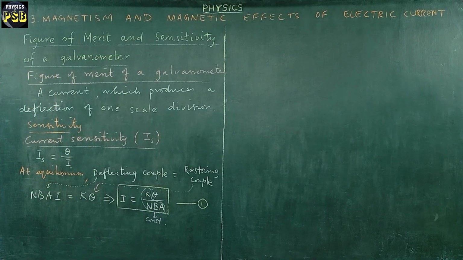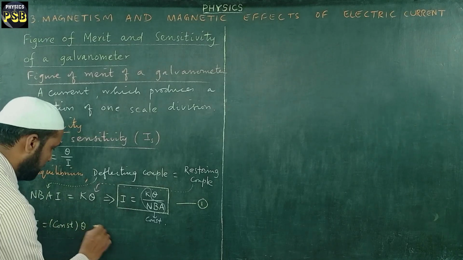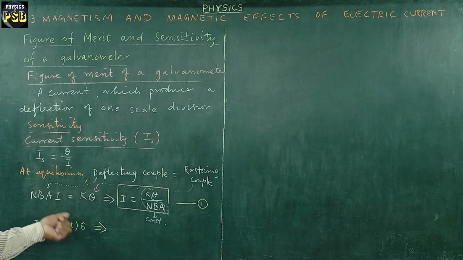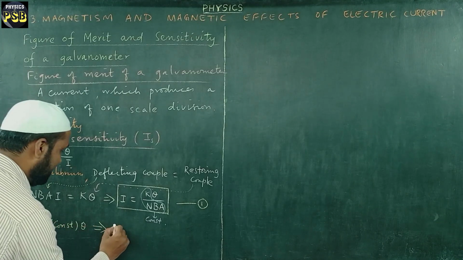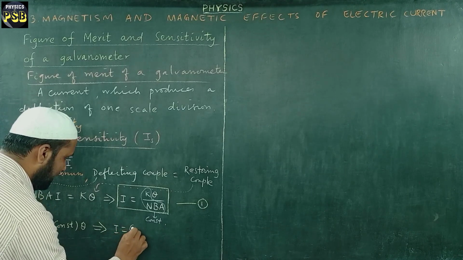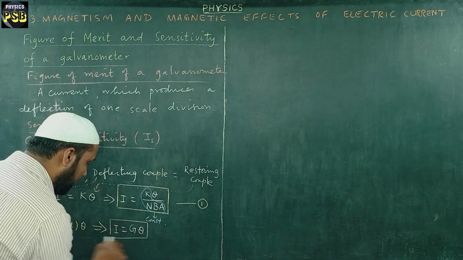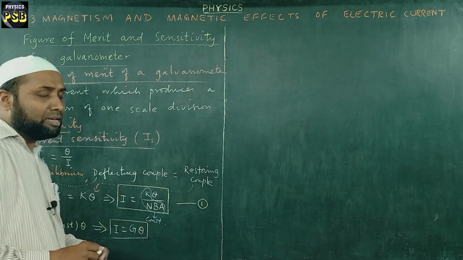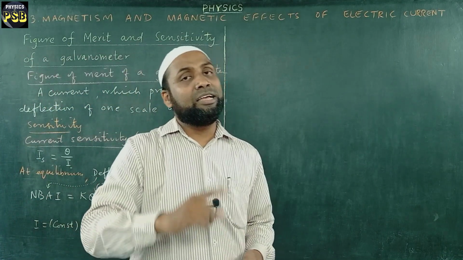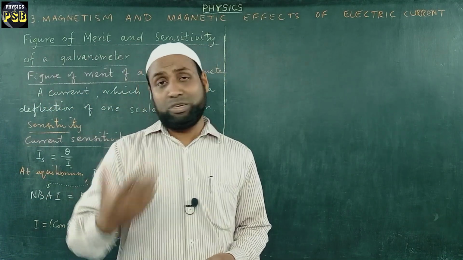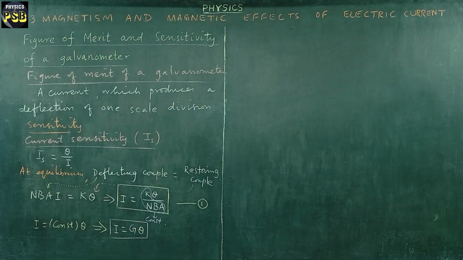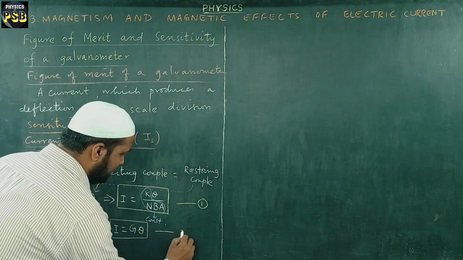So equation 1 can be written as I equals constant multiplied with theta. I denote this constant by letter G. In the place of constant I write G. Here G is the galvanometer constant. This clearly shows that I is directly proportional to theta. As the current through the galvanometer increases, the angle of deflection shown by the galvanometer will also increase. This is what it means. Now I take this one as equation number 2.